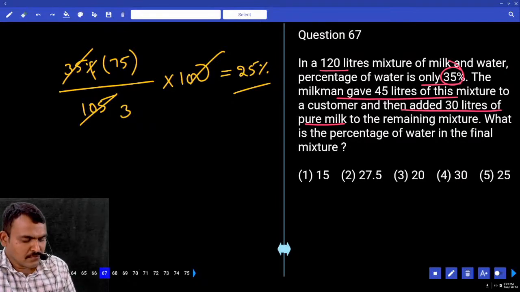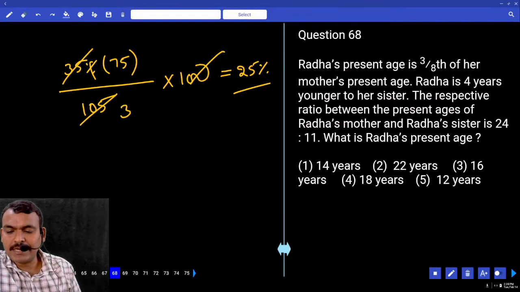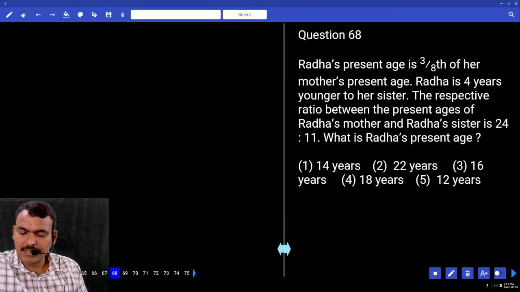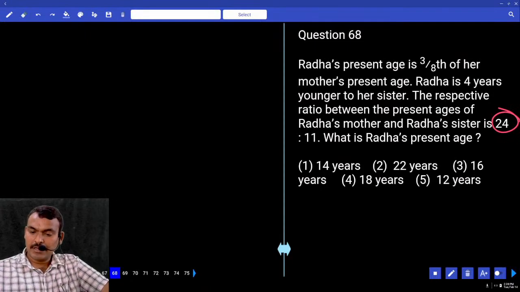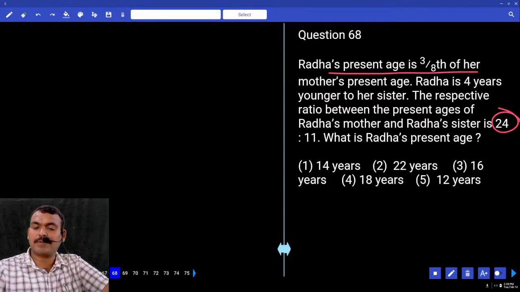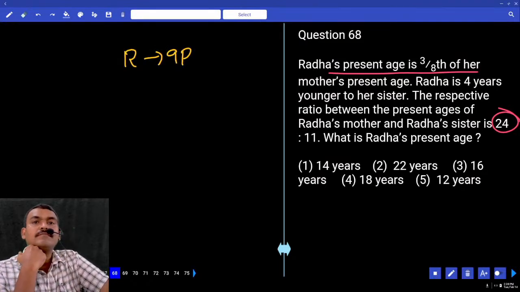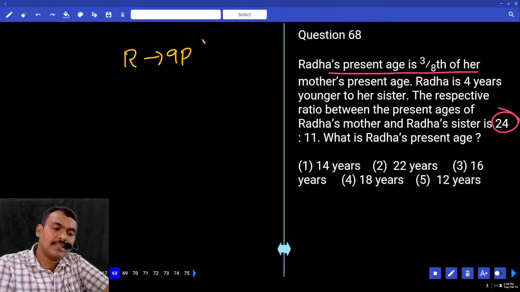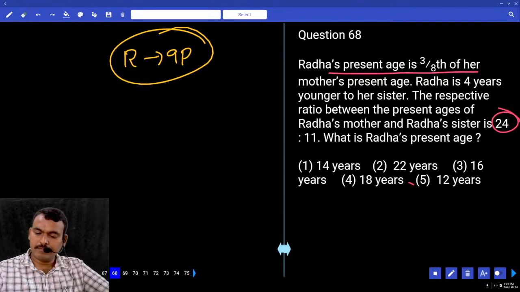Water quantity. 68. Radha's present age is 3/4 of which one? Her mother's present age. Radha is 4 years younger to which one? Her sister. The respective ratio in the present age of Radha's mother and Radha's sister is 24:11. Radha's mother is how many parts? 24 parts. Then Radha's present age is 3/4 of mother's present age or not? Means Radha will be how many parts? 9 parts or not? 3/4 of 24, 9 parts. Radha is how many parts? 9 parts. How many options are 9 multiples? Only one or not?